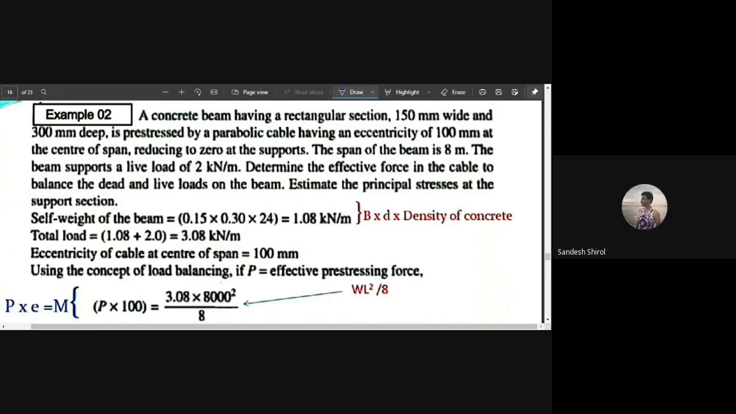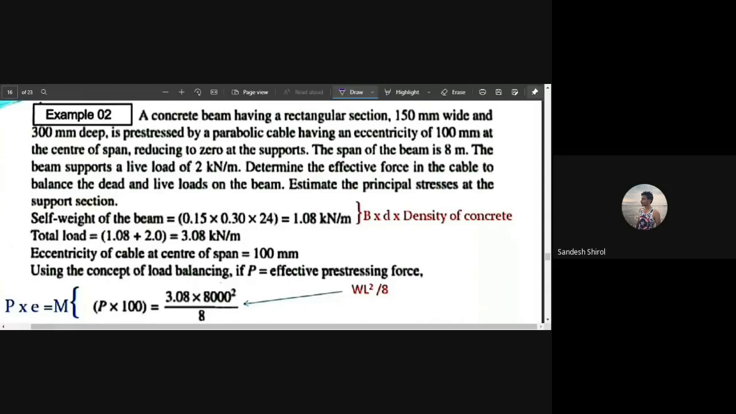A concrete beam having a rectangular section 150 mm wide and 300 mm deep is pre-stressed by a parabolic cable having an eccentricity of 100 mm at the center of span, reducing to 0 at the supports. The span of the beam is 8 meters. The beam supports a live load of 2 kN per meter. Determine the effective force in the cable to balance the dead and live loads on the beam. Estimate the principal stresses at the support section.